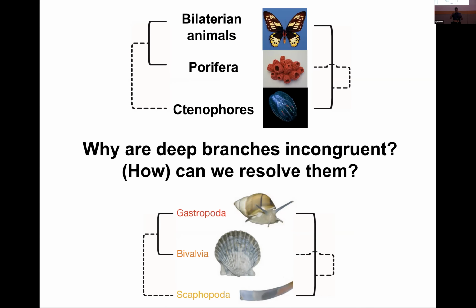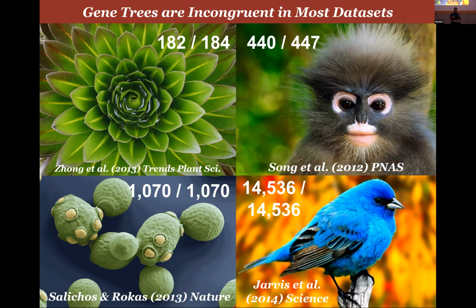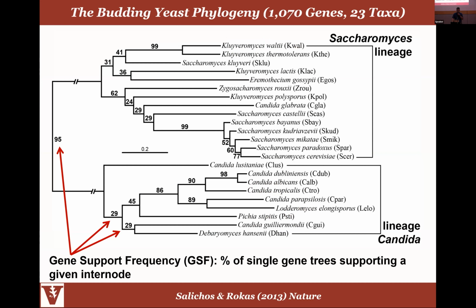So that author is really confused as to what the relationships are at the base of the animal tree. Okay, so then part of our research programs is figuring out why are these branches incongruent, and how can we develop methods to resolve them. Part of the answer, at least at a certain level, is that they are incongruent because every gene that we sample for these data sets seems to be disagreeing with the topology or the tree that every other gene is giving. So if we look in a plant data set, about 182 of 184 genes produce topologies that differ from the other genes. For mammals, that's 440 out of 447. For yeasts, a data set that we generated some time ago, all 1,000 plus genes differ from each other in terms of topology. Same for birds and so on and so forth. So there is lots of disagreement at the gene level.